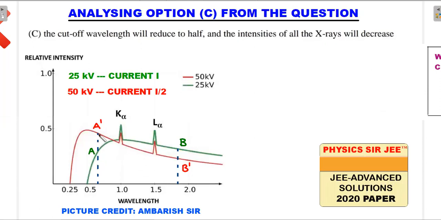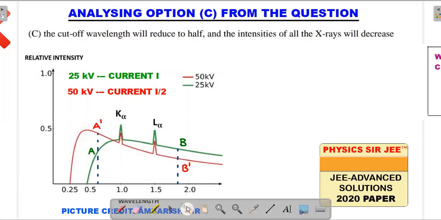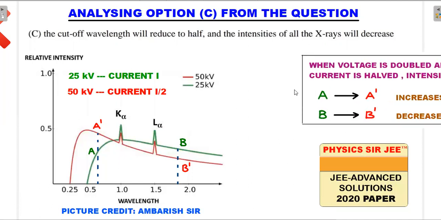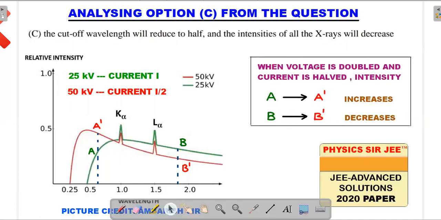So, the same diagram from the previous slide, you could see that our argument was that from this point A to A prime, if you take this wavelength, there is an increase. Whereas from point B to B prime, where the current has been reduced to half but voltage is doubled, there is a chance that the intensity actually decreases. So you cannot be sure about what JEE is asking, that all X-ray intensities are going to decrease.